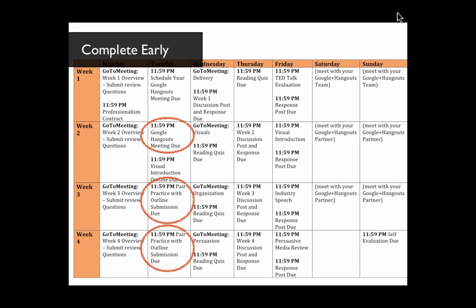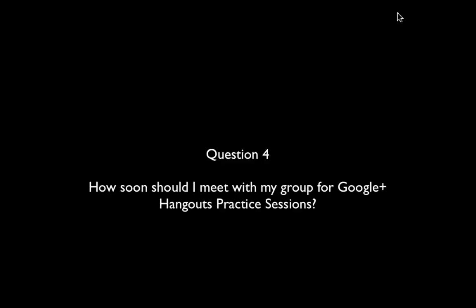Keep in mind that Saturday, Sunday, Monday, you're probably going to have a meeting with 2 to 5 other people. Make sure you schedule that in advance. Make sure you give yourself plenty of time to get these things done. All right, so question number 4: How soon should I meet with my group for my Google Hangouts practice sessions?